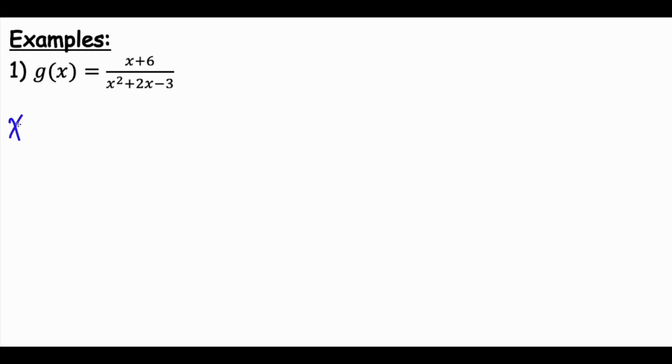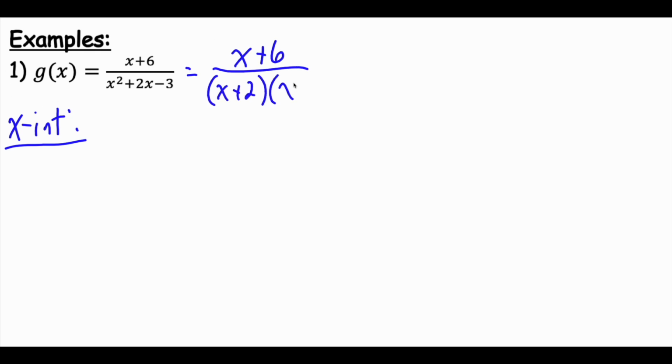So x-intercept. Actually, before I even do anything here, let's go ahead and factor this. The top is already factored, that's x plus 6. But the denominator, we will make this x plus 3, x minus 1. Sorry, I was looking at the middle number there. So we're looking for two numbers that'll multiply to give us -3, add to give us 2.